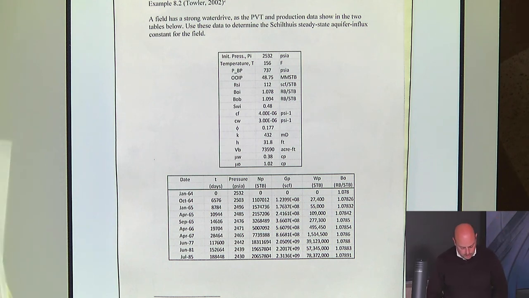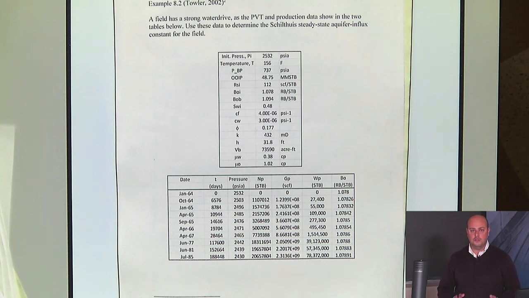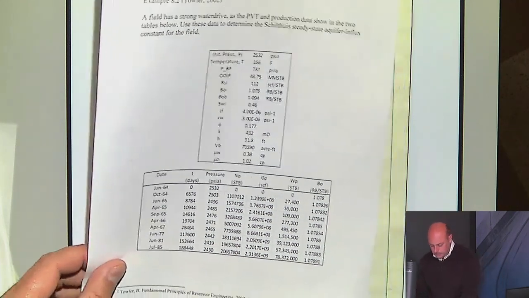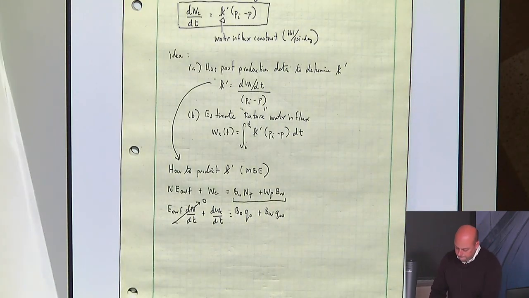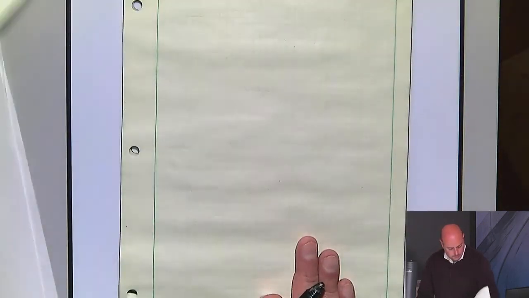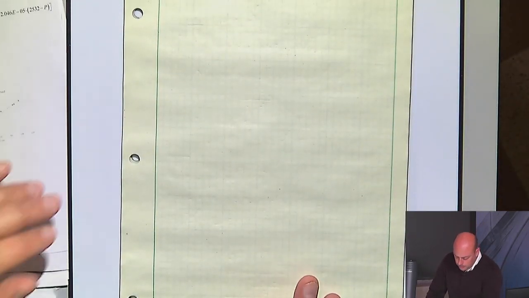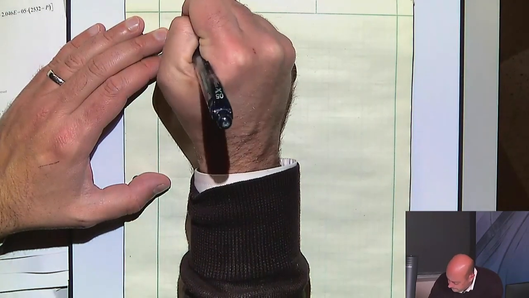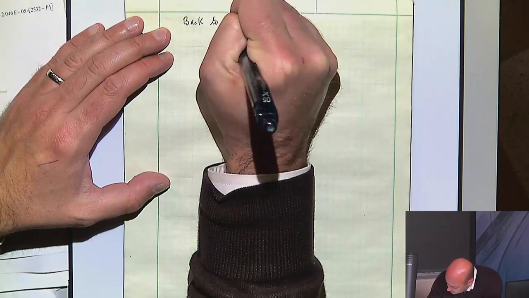Okay, this is a little bit more difficult because we're not just given a constant oil rate and a constant water rate, but we're given a table of rates. So let me work this problem out. Okay. Let's go back to the material balance equation.